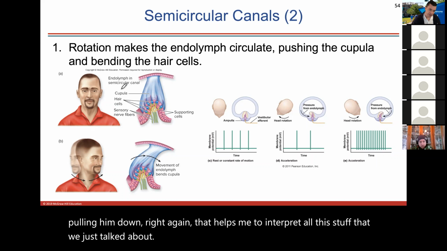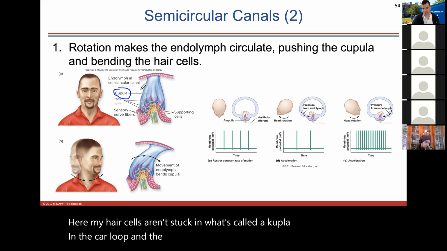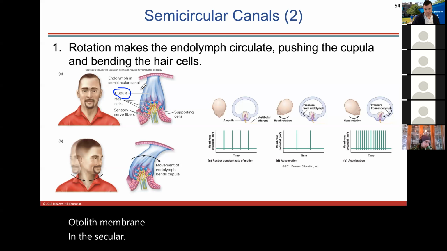Here, my hair cells are stuck in what's called a cupola, and the cupola is the gelatinous matrix here. Otolithic membrane in the saccula, in the vestibule, the utricle and the saccula. And here we call it the cupola. Same thing. Here is my semicircular canal.